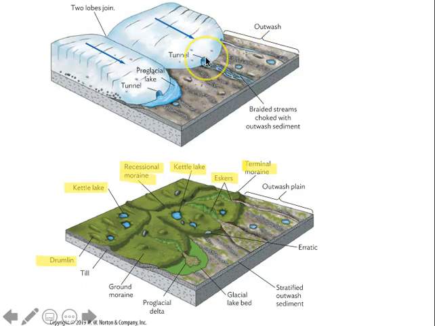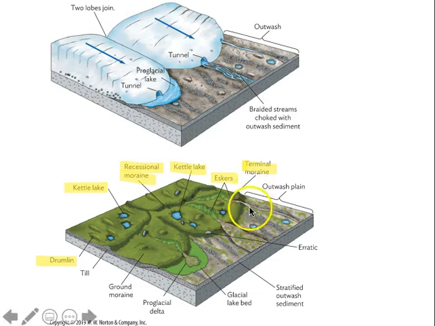So they form from glacial stream deposits. These streams flowing out of the glacier are loaded with sediment. So as the stream slows down or it exits the glacier, deposition happens and eskers can form.